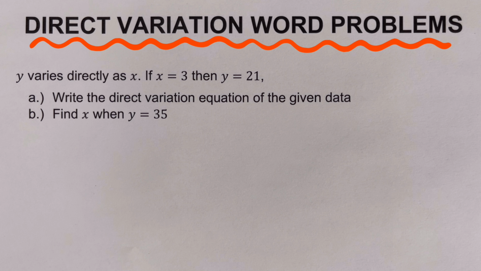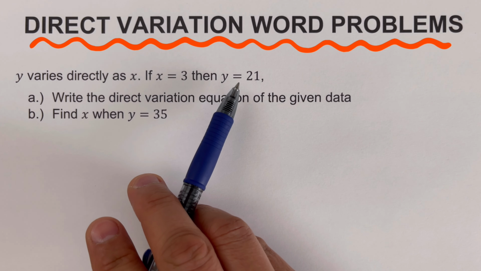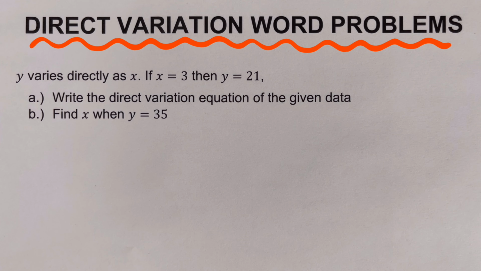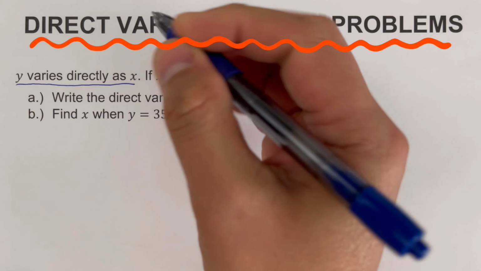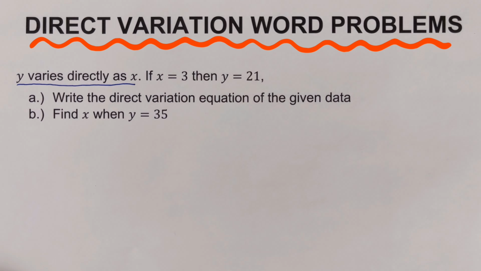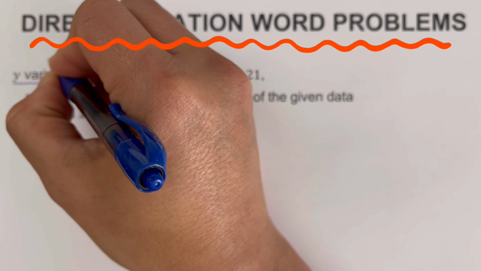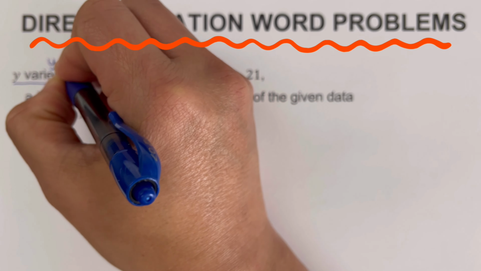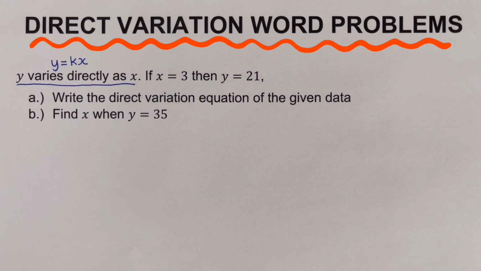Going back to the example right here, y varies directly as x. If x is equal to 3, then y equals 21. From this first statement, it's mentioned that y varies directly as x. This tells us that since it is a direct variation, the general equation for direct variation is y equals kx, because again it says it varies directly.